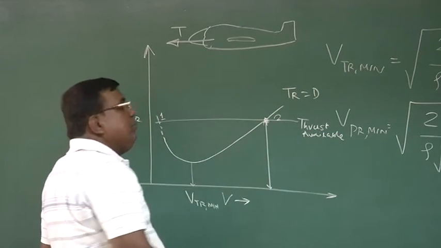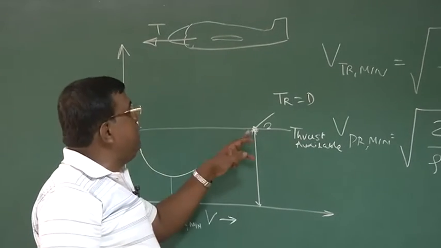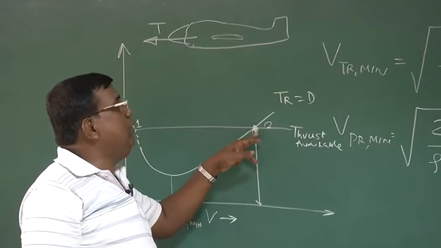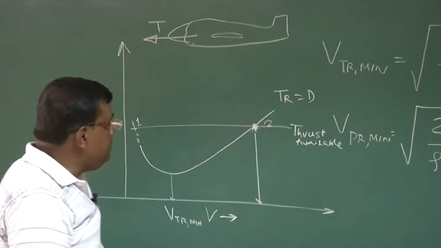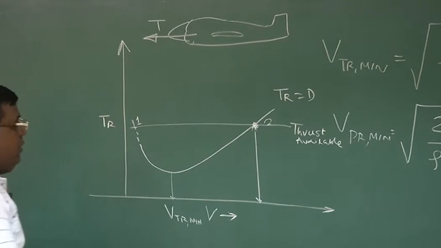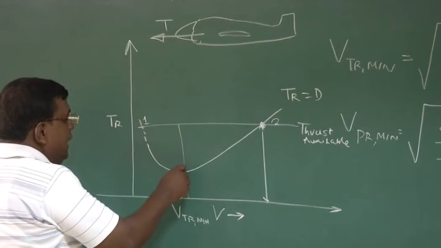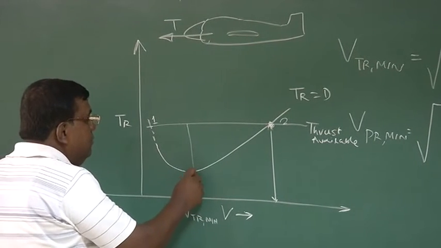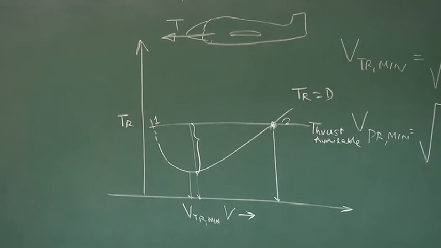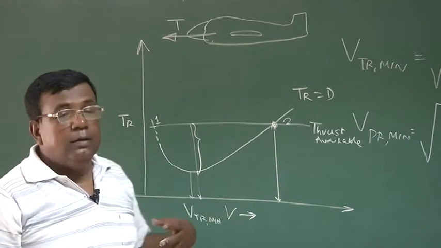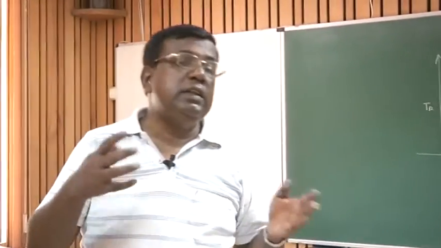At this point, they are the same. That means if I am flying at this speed, this is the maximum speed, and I will be going without any acceleration, right? Constant speed. But if I want to fly at some point here, you could see here that if I am flying at this speed, there is an excess thrust. This excess thrust can accelerate the airplane, it can lift off the airplane, so many things it could do.